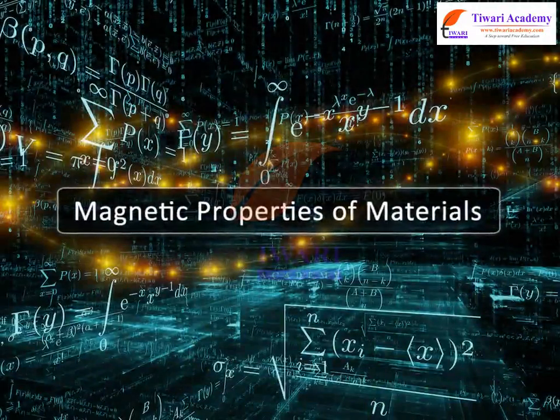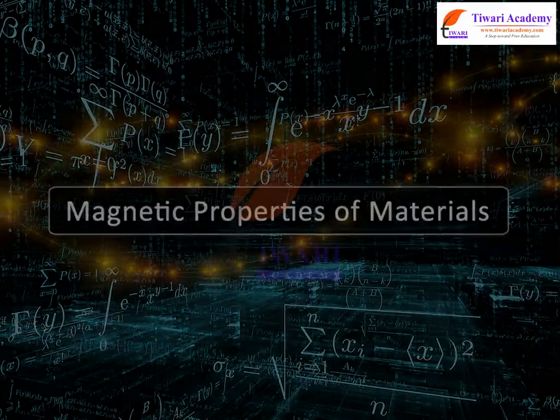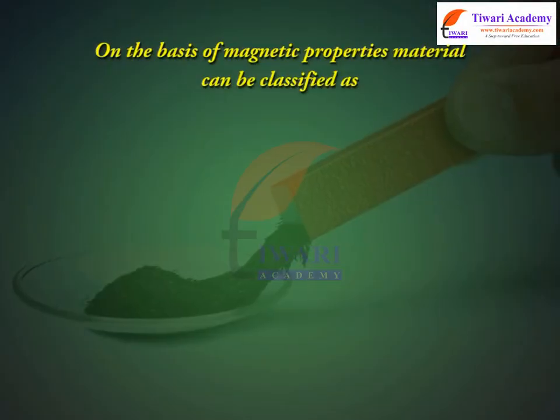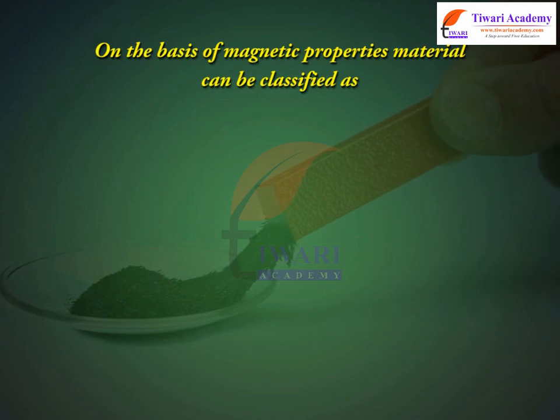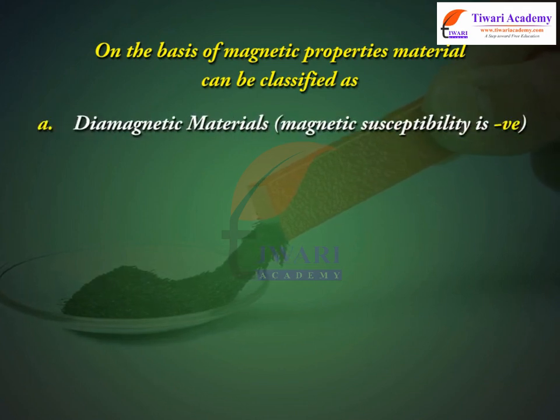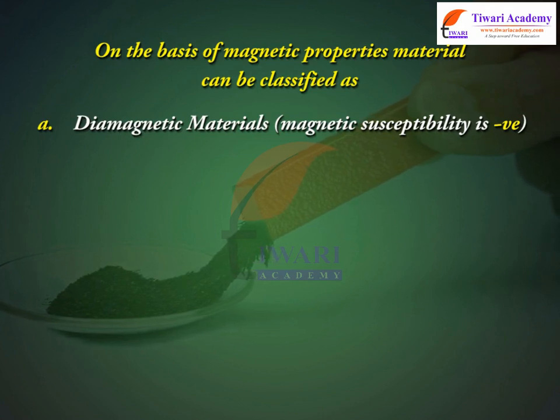Magnetic properties of materials. On the basis of magnetic properties, material can be classified as: A. Diamagnetic materials. Magnetic susceptibility is negative.